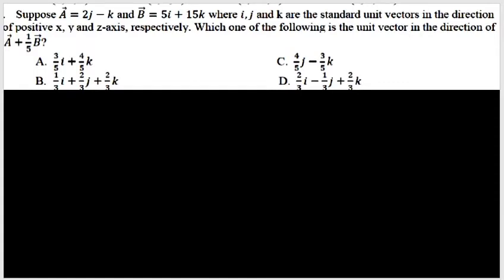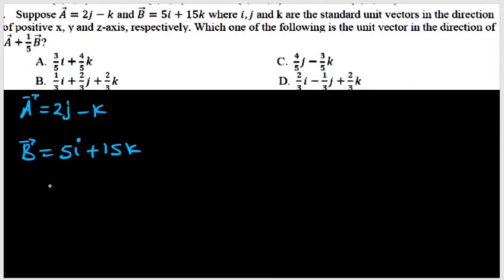The next question: suppose vector A is equal to 2j minus k, and vector B is equal to 5i plus 15k. We have two vectors. i, j, and k are standard unit vectors in the direction of the positive x, y, and z axes respectively. Which one of the following is the unit vector in the direction of A plus 1/5 B?